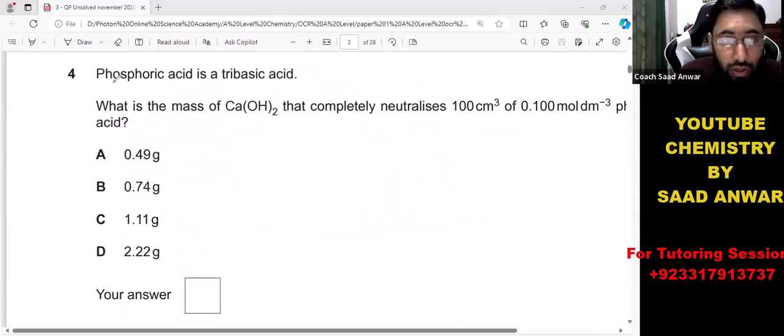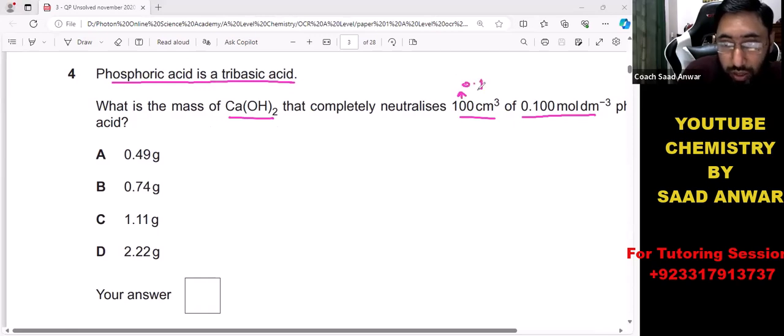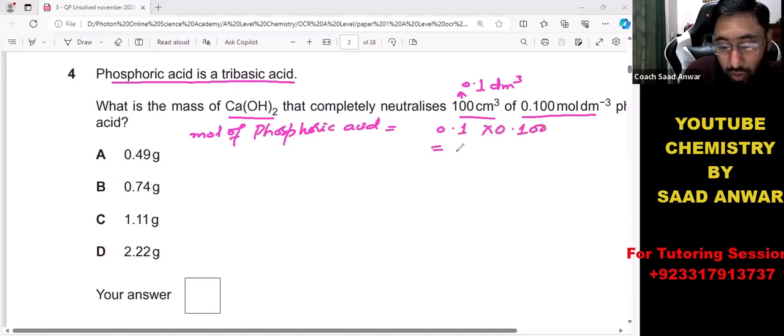Yes, so in question number 4, phosphoric acid is a tribasic acid. What is the mass of calcium hydroxide that completely neutralizes 100 cubic centimetres of 0.10 mole per cubic decimetre of this acid? Let's solve this question. It means I can say this is 0.1 cubic decimetre. So can I have the mole of phosphoric acid? Yes. Mole of phosphoric acid is equal to volume times concentration, so this is equal to 0.01 mole.